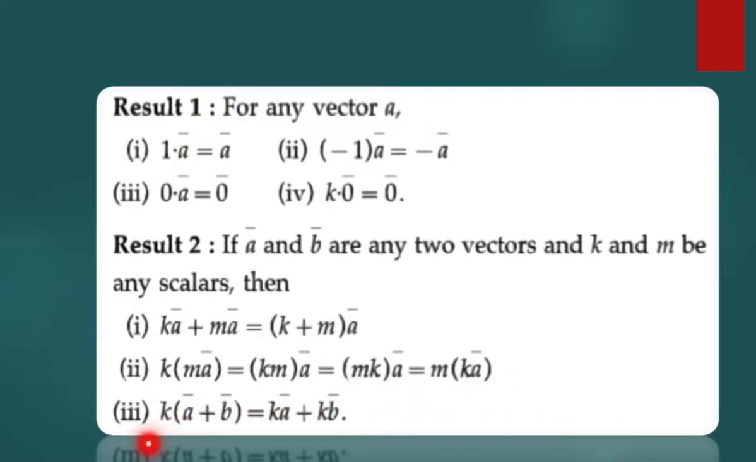Now see the third property or third result, k into a bar plus b bar. In the first condition we distributed the vector a bar over k plus m. In the third we are distributing the scalar over the vectors. So k into a bar plus k into b bar. This is like a common value for a bracket.